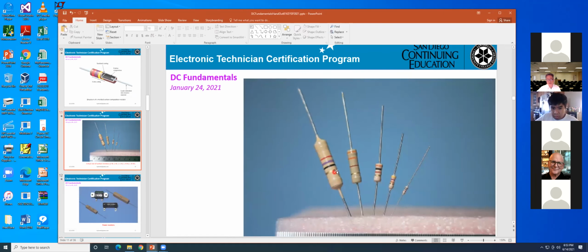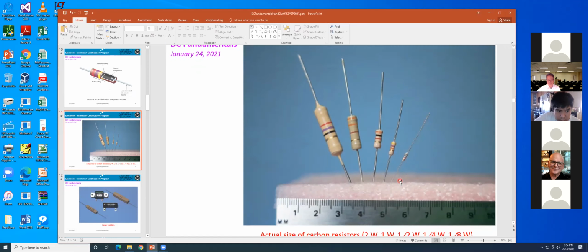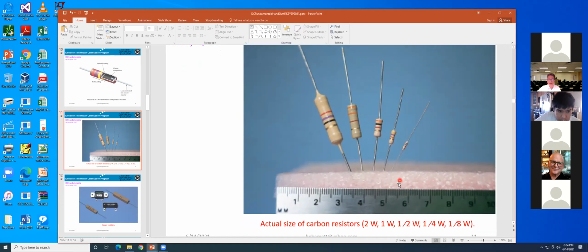Also, this is just a symbol. You're looking into that one, you know that is a resistor. And resistors can be 2 watt or 1 watt, half watt, depending on the size of the resistor. Bigger, more watt. Smaller, they will be going down.